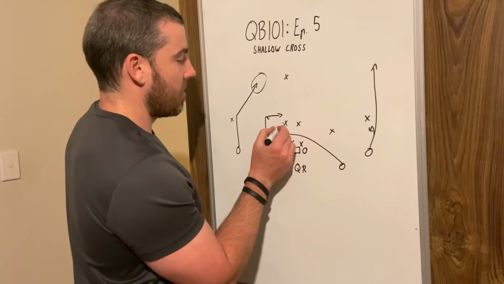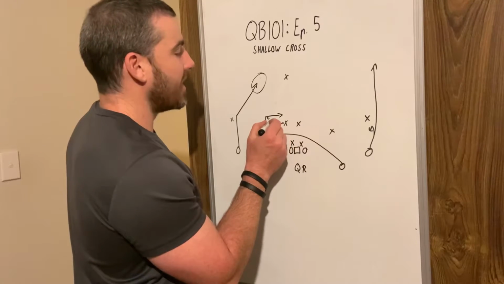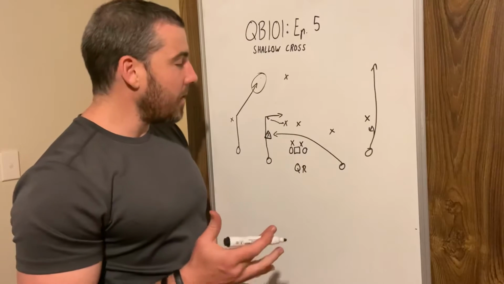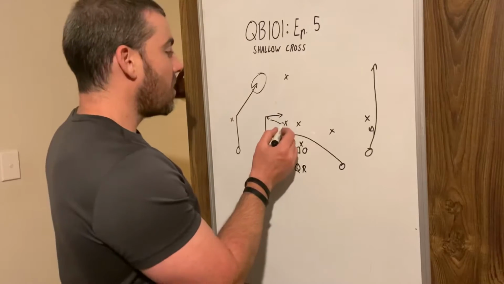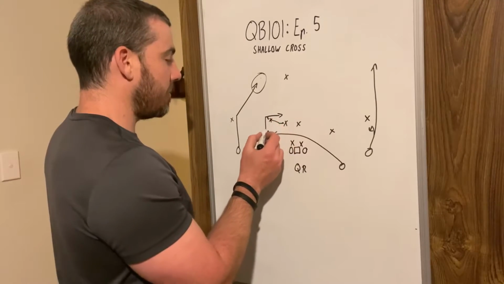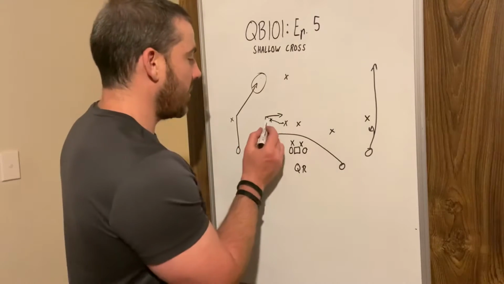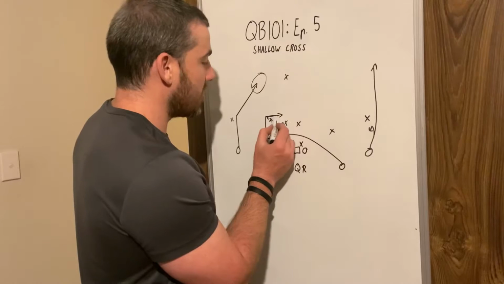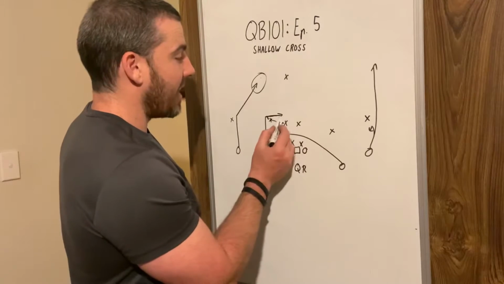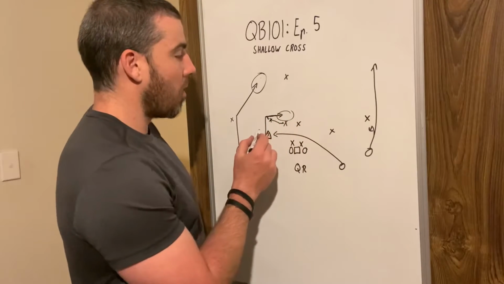Another possibility is that this inside linebacker widens out. Unlikely, but it is a possibility. As soon as they widen out, they're going to be out here. This 8-yard in is going to say, well, I'm not wide open right now. They're going to continue across with their 8-yard in, and we're going to throw the ball right there.